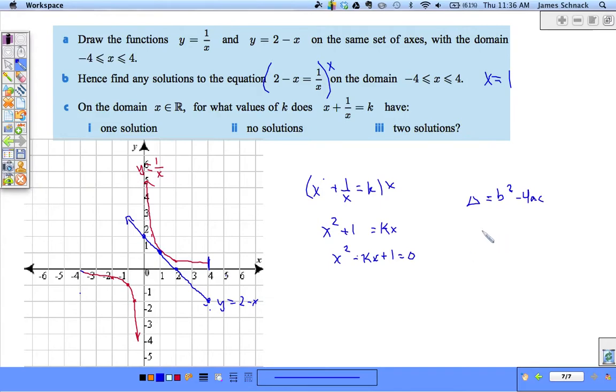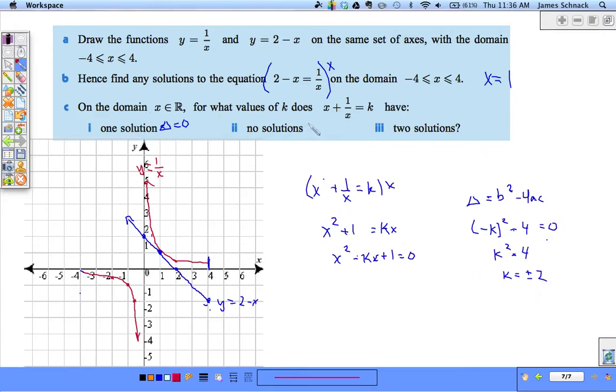So here we have negative k squared minus 4 times a times c. And a and c are both 1. Now if there's one solution, that means that the discriminant equals 0. So let's deal with that. One solution, discriminant equals 0. So k squared equals 4. k could be positive or negative 2 and have one solution.